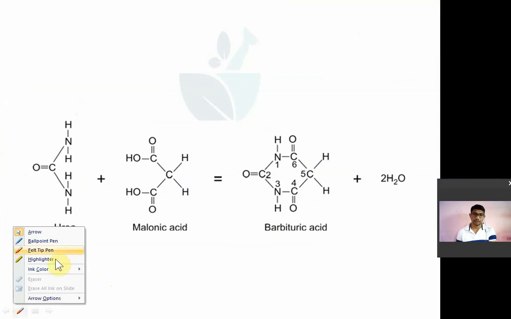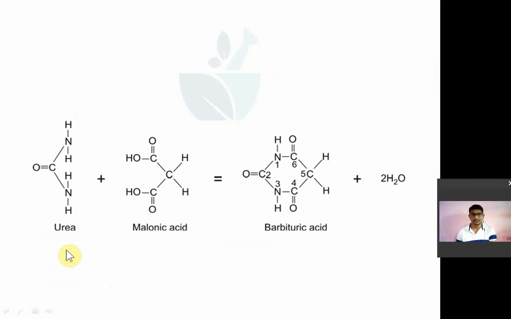So you can see barbiturates are also sedative, hypnotics, anticonvulsant, anxiety agents. Now what is barbituric acid? It is a condensation product of urea and malonic acid. Remember, a condensation product of urea and malonic acid.